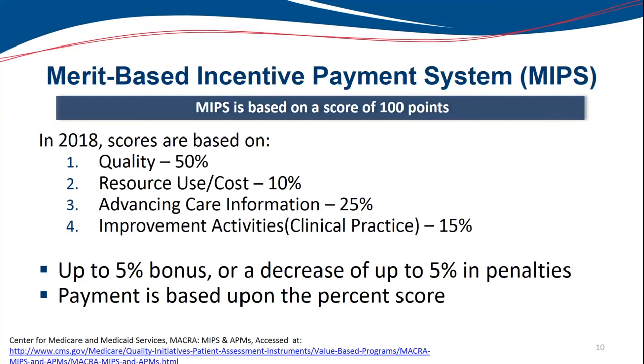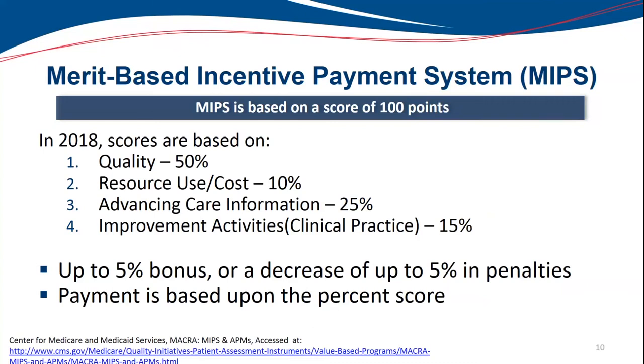Advanced care information went to 25%, and improvement activities is at 15%. So what happens is the physician gets scored, and based on that scoring, they can earn up to a 5% bonus or a penalty of up to 5% from what they would have been paid. So it takes what they would have been paid and gives them an additional bonus, or they lose money based upon how they scored. And the payment is based upon the percent score that they achieve.